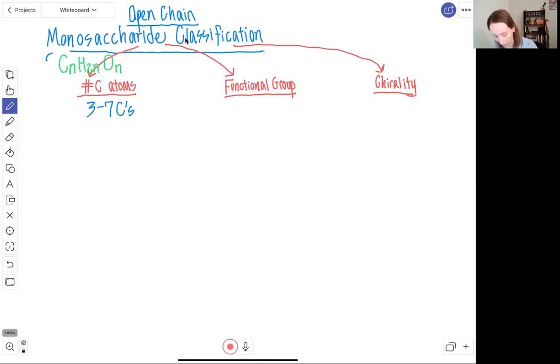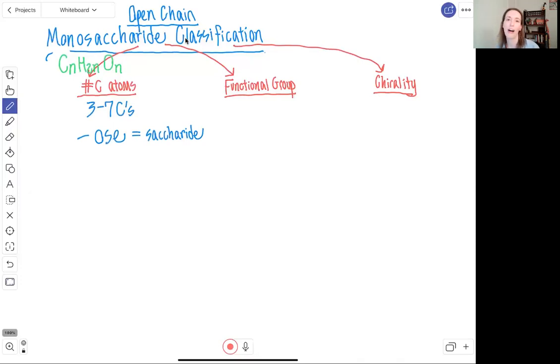Those 3 to 7 carbons, classified based on number, are referred to as trioses, tetroses, pentoses, hexoses, and heptoses, with the common theme being that they each have the OSE suffix to indicate that the structure is a saccharide, a sugar molecule. And the term monosaccharide referring to one sugar unit. So the OSE suffix is a way that you can quickly look at the name of a structure and deduce that it is a sugar unit of some sort.